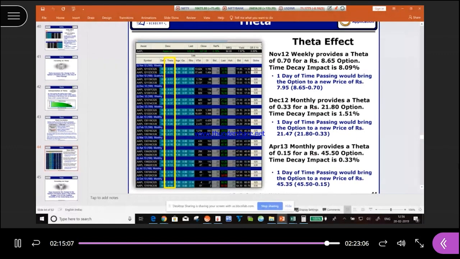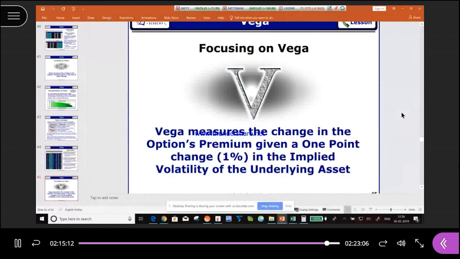All right, okay, that's it. That is what is theta. Any questions on theta?